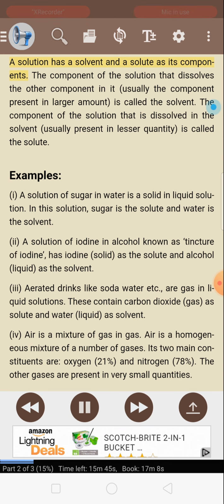A solution has a solvent and a solute as its components. The component of a solution that dissolves the other component in it, usually the component present in larger amount, is called the solvent. The component of a solution that is dissolved in a solvent, usually present in lesser quantity, is called the solute. Examples. I.